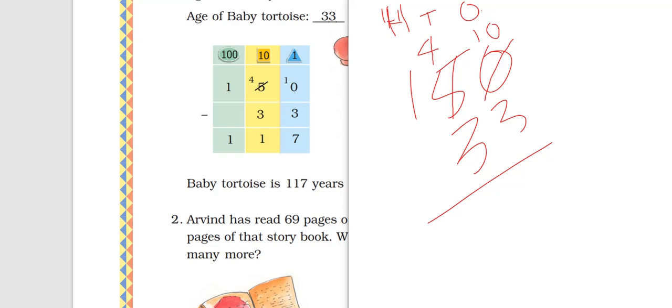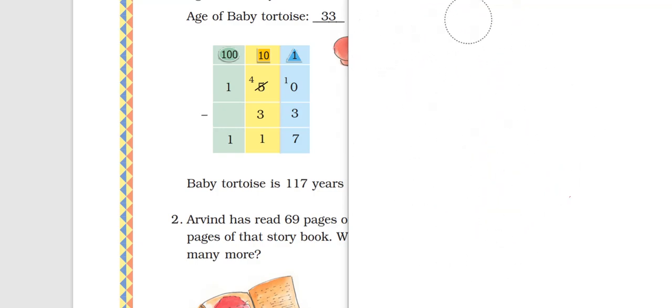Now let's see if we can subtract. 10 minus 3 is 7, and 4 minus 3 is 1, and 1 minus 0 is 1. So you have 117 as the remaining number. I just want to make sure that you understand the borrowing or regrouping concept, so I want to talk about this one more time.